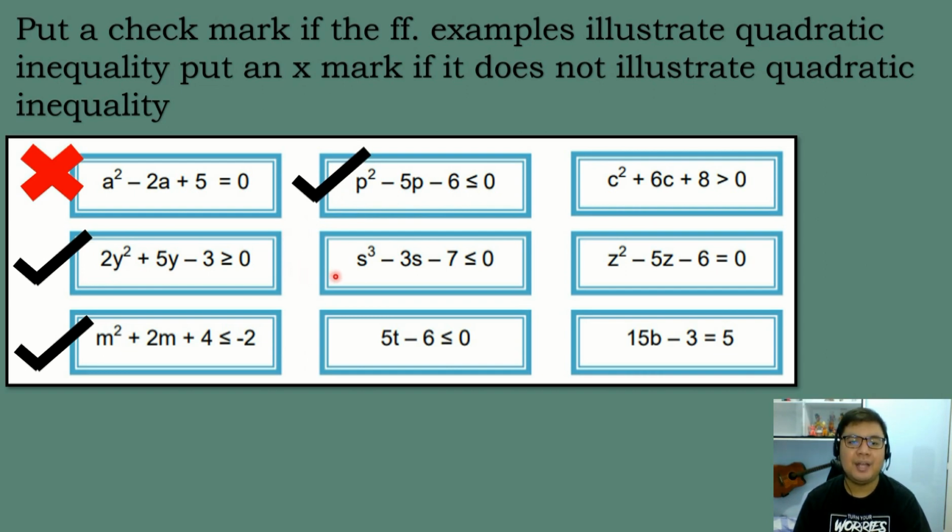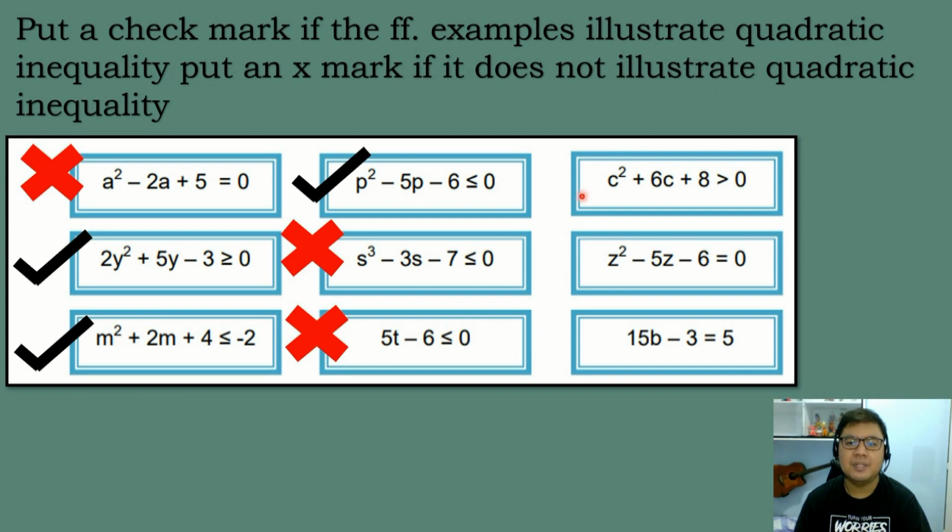Next one, we have s cubed minus 3s minus 7 is less than or equal to 0. So our exponent here is raised to the third power, or 3. Therefore, this is not a quadratic inequality. Next one, we have 5t minus 6 less than or equal to 0. So our leading term is 5t. So the exponent of our leading term is only 1. Therefore, this is not a quadratic inequality.